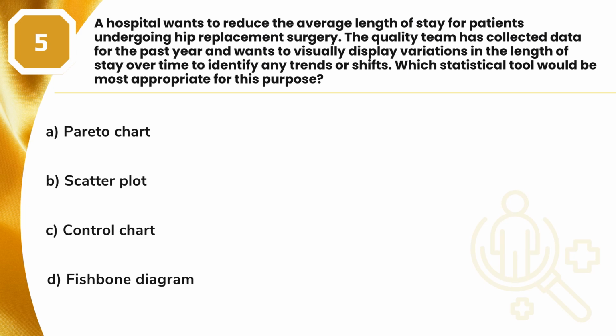Question 5. A hospital wants to reduce the average length of stay for patients undergoing hip replacement surgery. The quality team has collected data for the past year and wants to visually display variations in the length of stay over time to identify any trends or shifts. Which statistical tool would be most appropriate for this purpose? A. Pareto chart. B. Scatter plot. C. Control chart. D. Fishbone diagram.